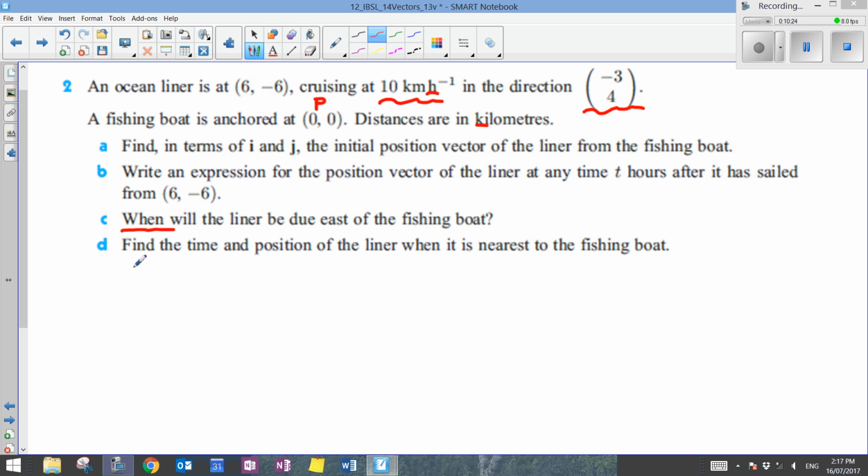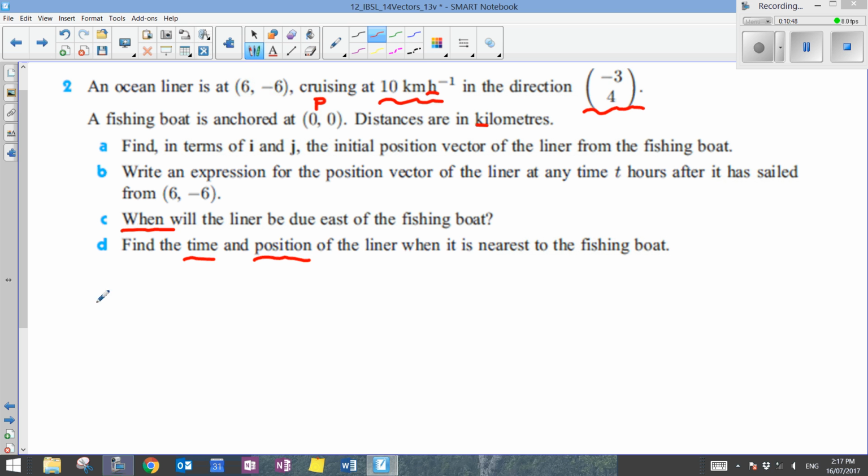And then it says find the time and the position when the liner is nearest the fishing boat. So this is asking for both the time and position, where that last example was asking for the distance. So in this question, we won't actually have to find the distance. We just need to know the time and then what the position is of the liner. All right, so just make sure we're reading these very carefully.